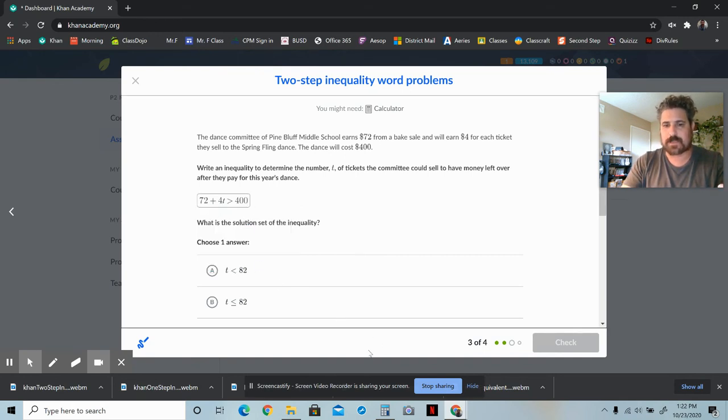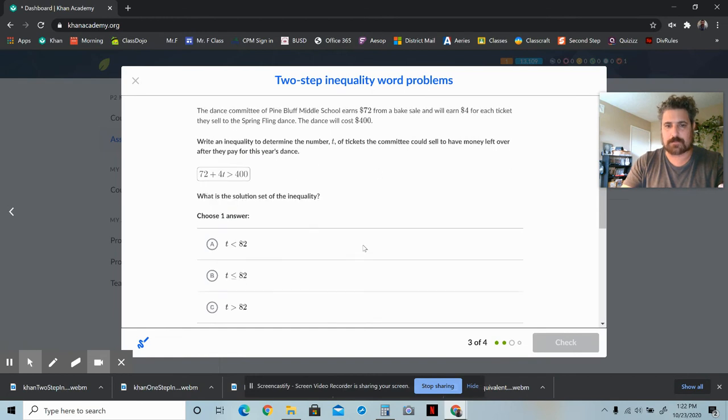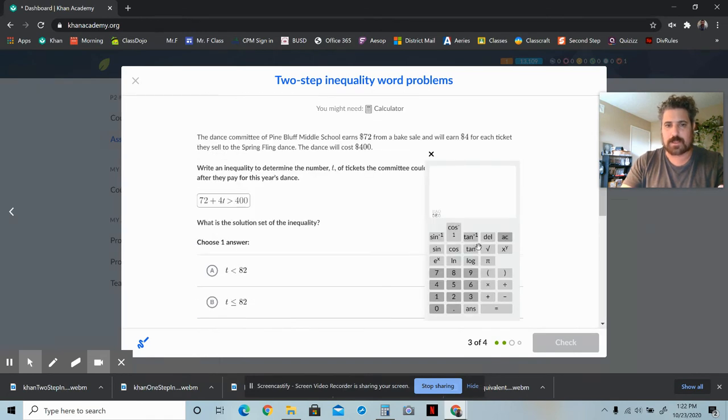And when you solve this, let's grab the calculator here. You would just solve it by subtracting the 72. So it's 400 minus 72, and then you get 328. And then you're going to divide both sides by 4, and you're going to get 82.